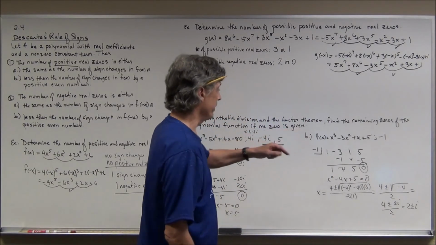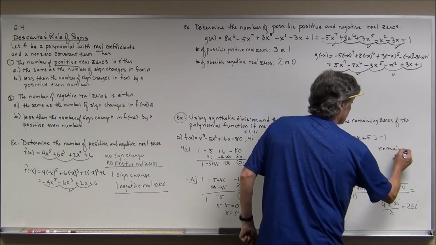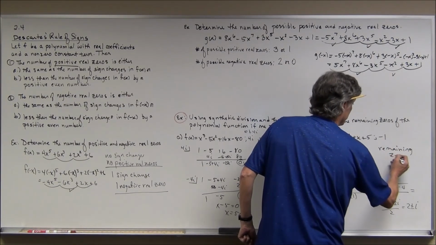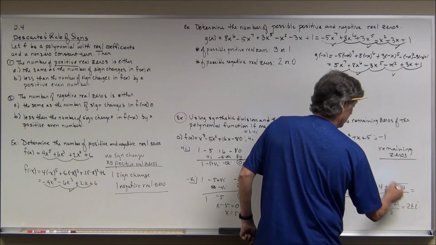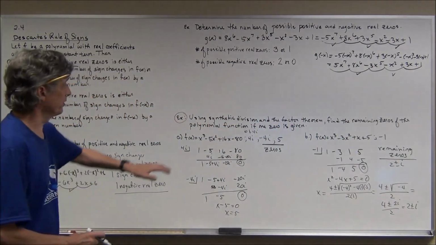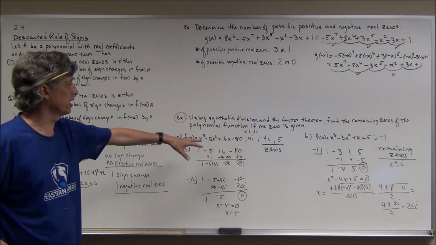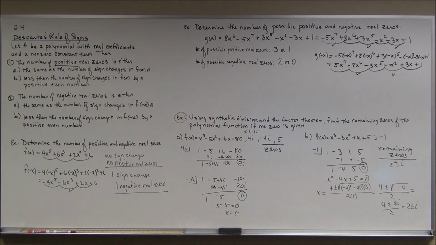So it says find the remaining zeros. Well, the remaining zeros are 2 plus or minus i, and that would answer that problem. So again, these are problems. I know it's not quite using Descartes' rule of signs, but it is in this section, and these are on your review for your final.